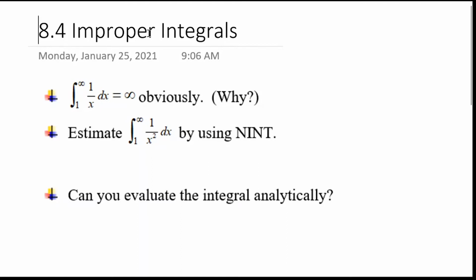Today's topic is improper integral. So what is an improper integral? You see that infinity right there? That's improper integral, okay? And do you see that this answer is infinity, or is it obvious, or is it not that obvious?